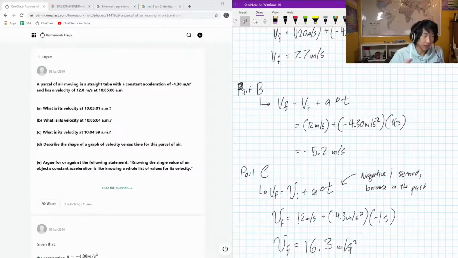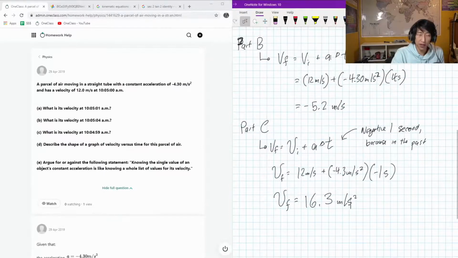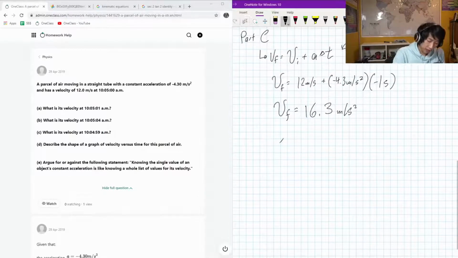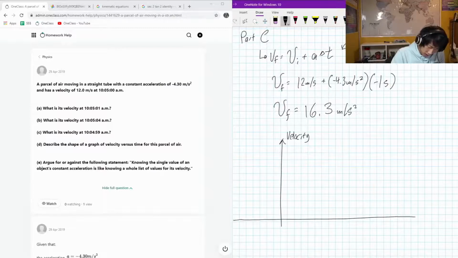So that addresses part C of the question, and part D is describe the shape of the graph of velocity versus time. So as you can see, this kind of has like a y equals mx plus b type of feel to it, because you see that a is going to be constant, vi is going to be constant, t is going to be our only variable. So essentially what this graph is going to look like is, if here is our velocity and this way is our time, essentially it's going to look like a linear straight line like this.